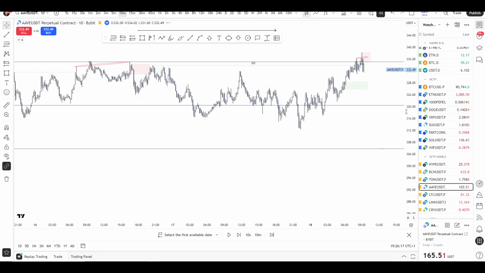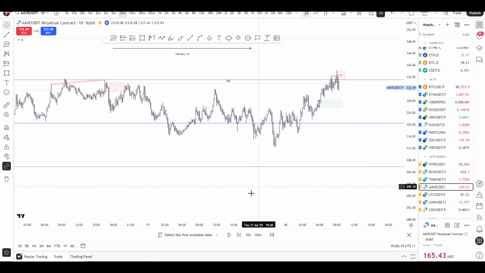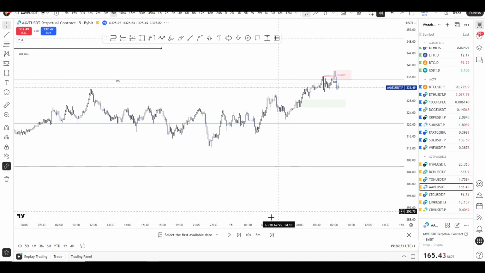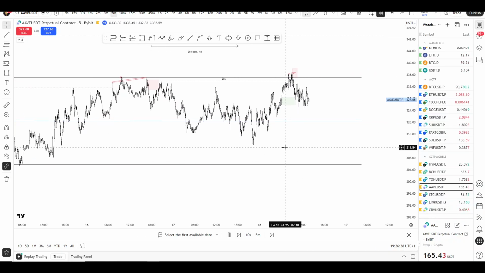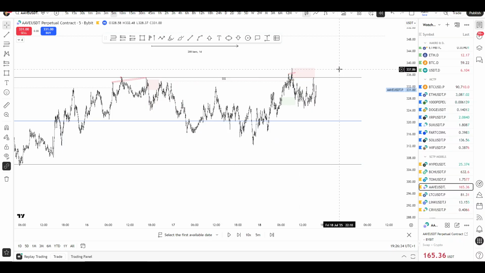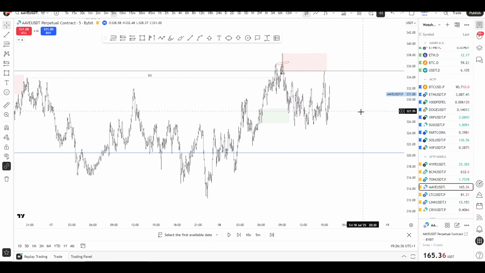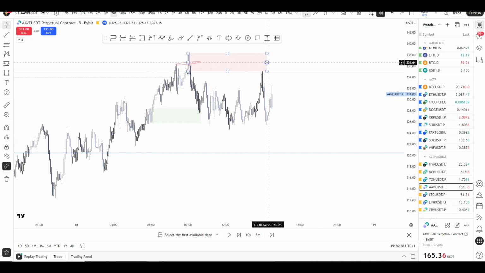Yeah, let's see how this plays out. Maybe we get a little retest. We got the retest to the dot. Okay.